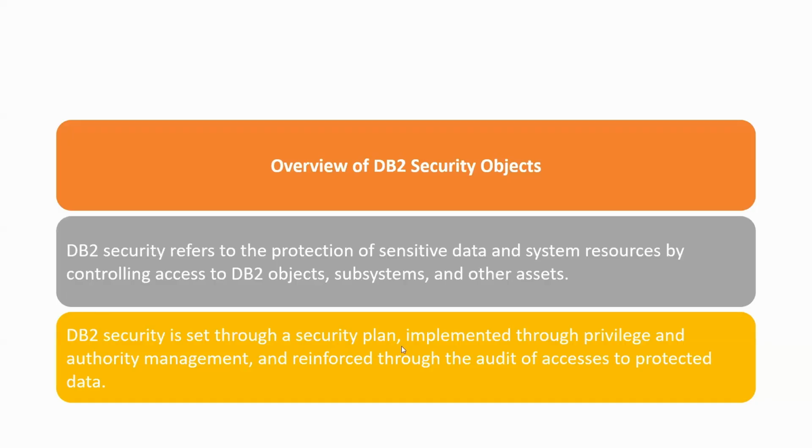A few words about security objects. Db2 security refers to the protection of sensitive data by controlling access to Db2 objects and the subsystem and other systems. It is set through a security plan and implemented through privilege and authority management. And we've also got audit of accesses to the protected data.